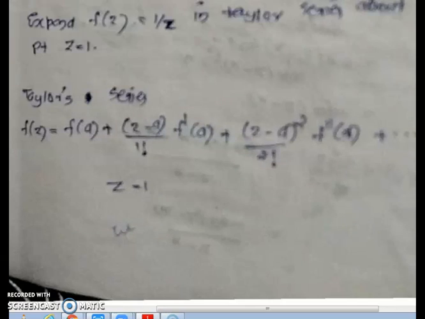Then expand f of z is equal to 1 by z in Taylor series at z equal to 1. This also you can try on your own. Write the Taylor series. You can refer to the Taylor series expansion.